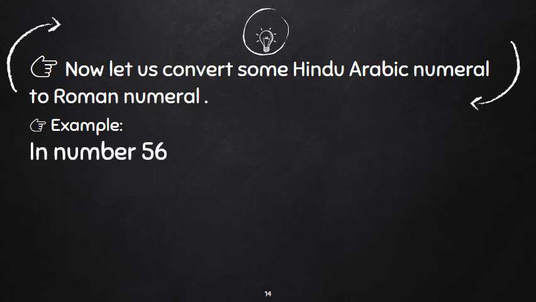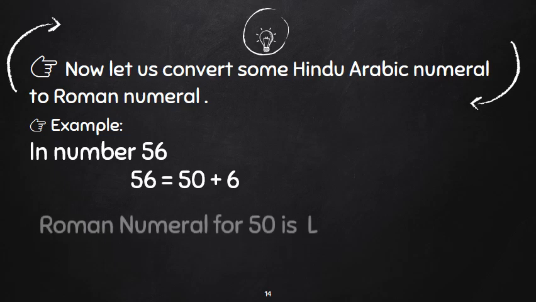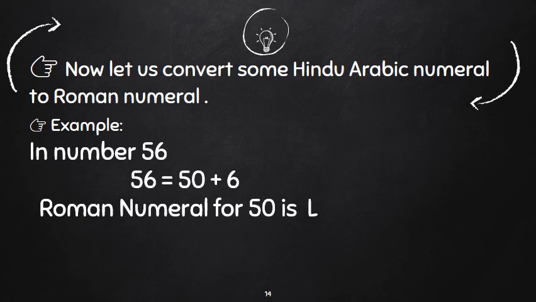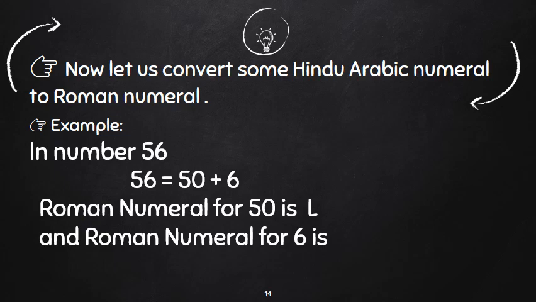Let's see the first example. In number 56, which is a Hindu Arabic numeral, if we write 56 in expanded form, it will be 50 plus 6. So, the symbol of 50 is L and the symbol of 6 is VI. So, where the value of V is 5 and the value of I is 1.